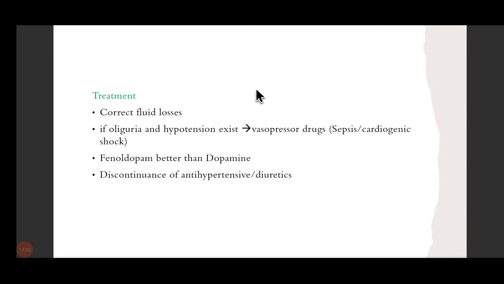So earlier days they used to say that dopamine in renal doses, that is 1 to 2 or 1 to 5 microgram per kg per minute, was effective. However, recent studies have shown that it actually has a rather poor side effect profile. So they have introduced a drug fenoldopam, which is comparatively better than dopamine. You should always ensure that you discontinue any antihypertensive or diuretic at this point.